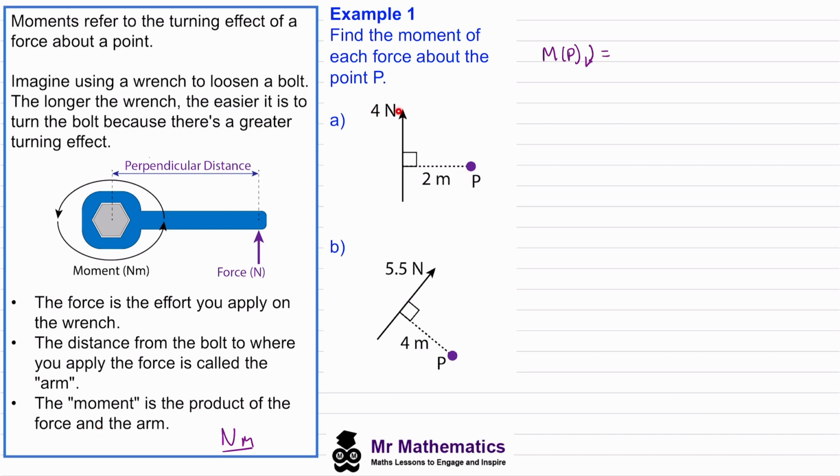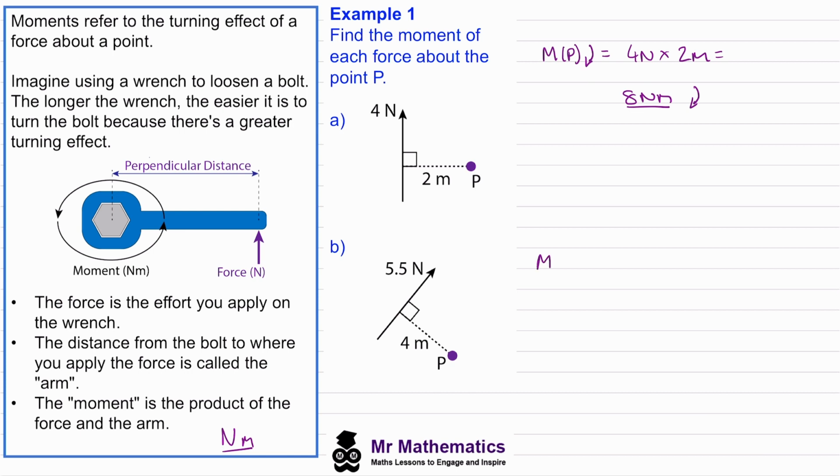So we have a force of 4 newtons multiplied by the distance of the arm, which is 2 meters. So this will give us a moment of 8 Newton meters acting in the clockwise direction. So do you want to try and work out the moment about point P for question B? You can pause the video. When you come back, we'll go through the worked solution.